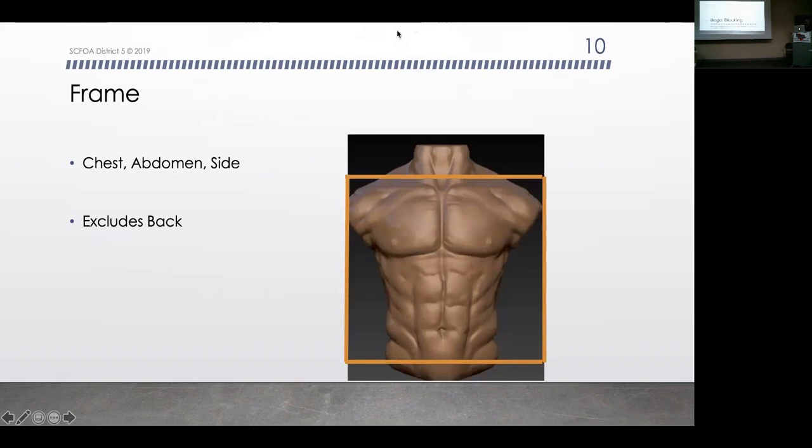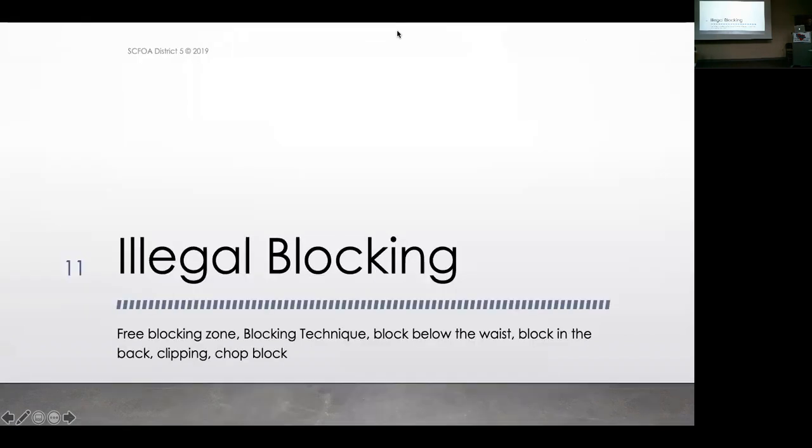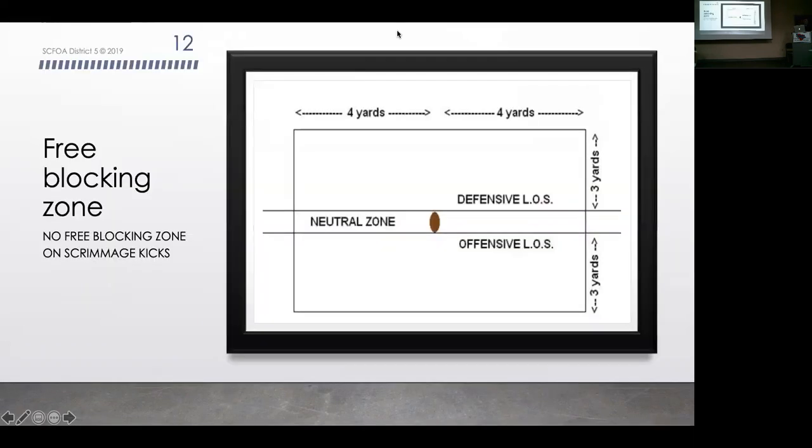All right. So, that takes us to illegal blocking. Free blocking zone. So you'll hear us talk about this a lot. And this is an 8x6 area basically, or 4 yards to each side of the football, and 3 yards behind each line of scrimmage, around the neutral zone, where we allow blocks that are not otherwise legal in other areas of the field.